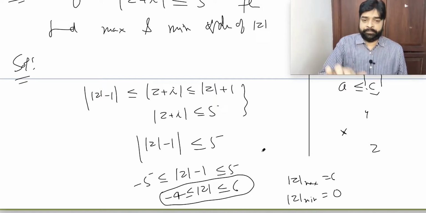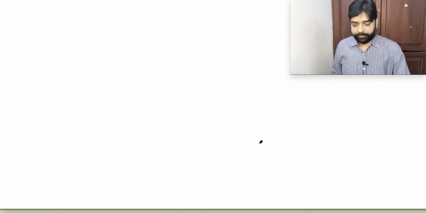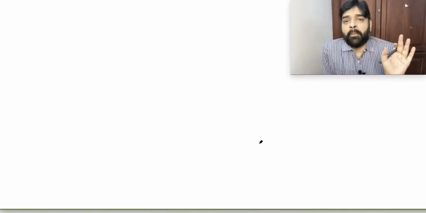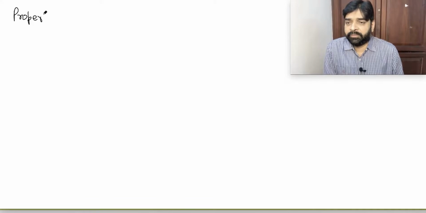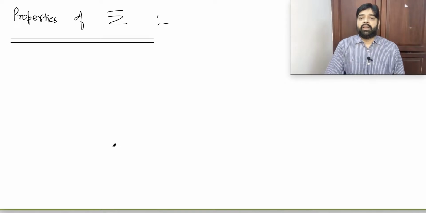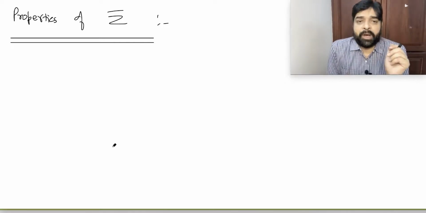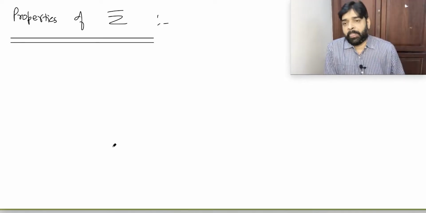Chaliye. So we talked about the modulus of the complex number. Now give the heading: properties of z bar. Be clear, this chapter is a little bit lengthy. It's not that small a chapter. Properties of z bar, meaning the conjugate of a complex number. What are the properties that can happen?